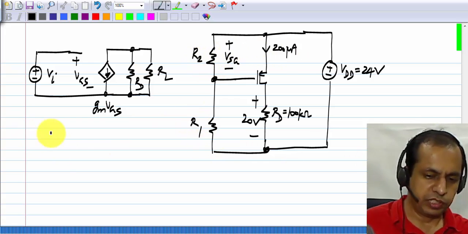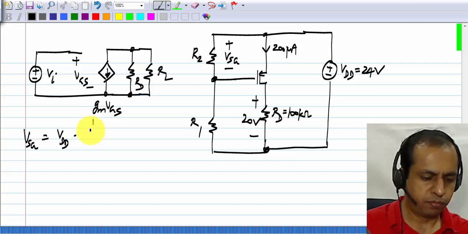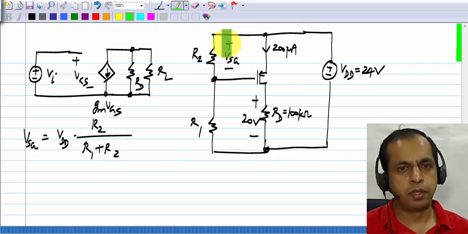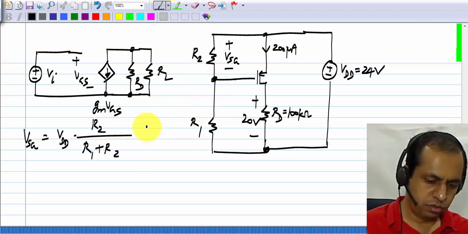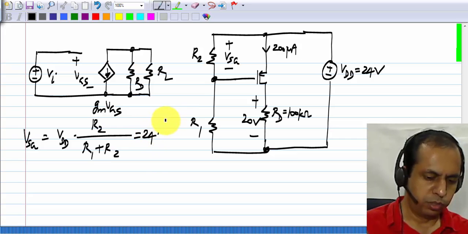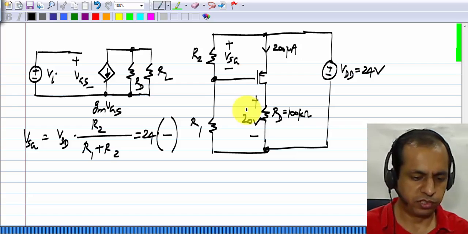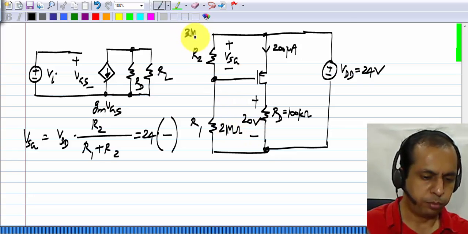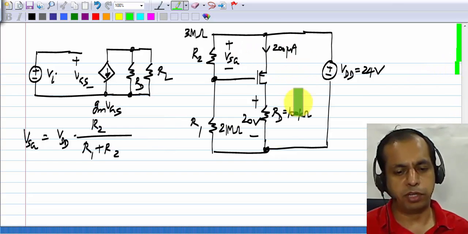Then the voltage VSG is nothing but VDD times R2 by R1 plus R2, because this VSG is across R2. Okay. So we can adjust the ratio R2 by R1 plus R2 to be the appropriate value, so that we get 3 volts. That's quite easy. Okay. For instance, I could pick R1 to be 21 mega ohm and R2 to be 3 mega ohm, and I'll get 3 volts across this. Okay. In this circuit, the operating point is established.